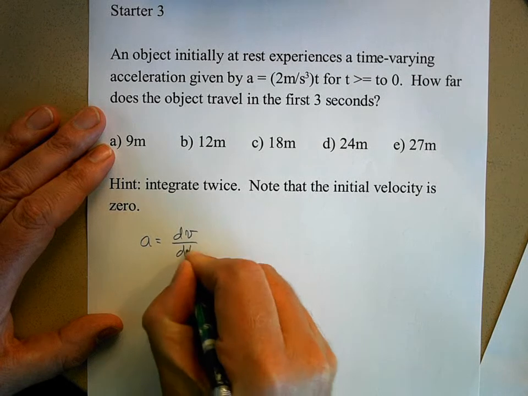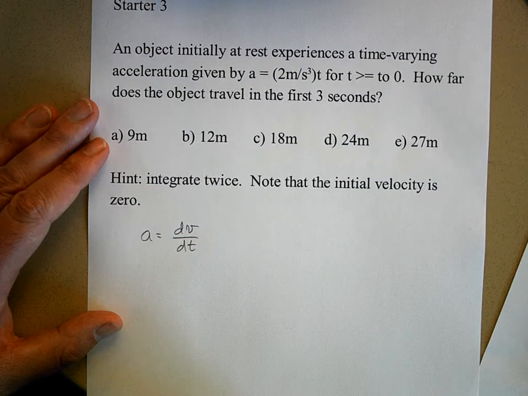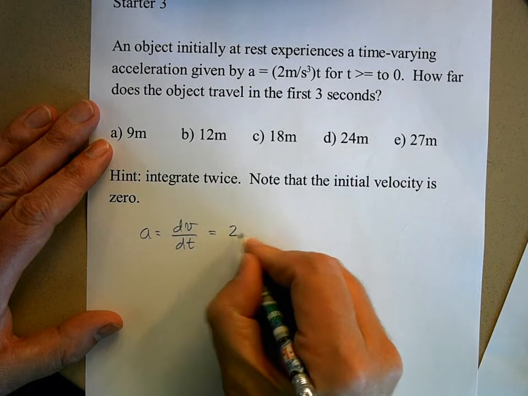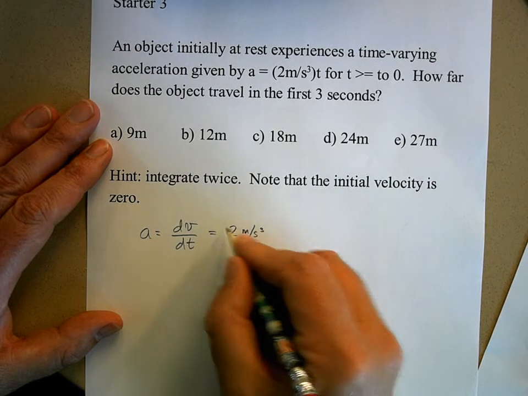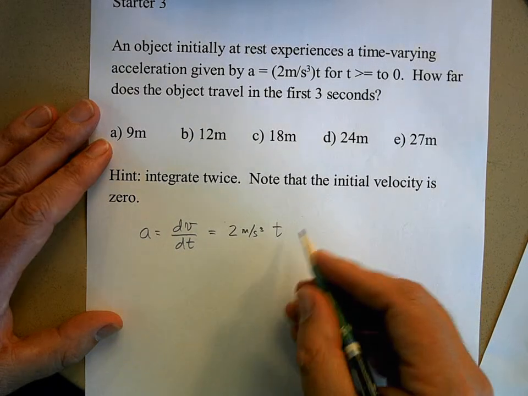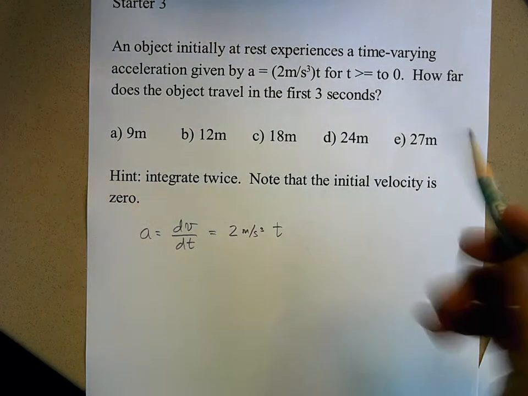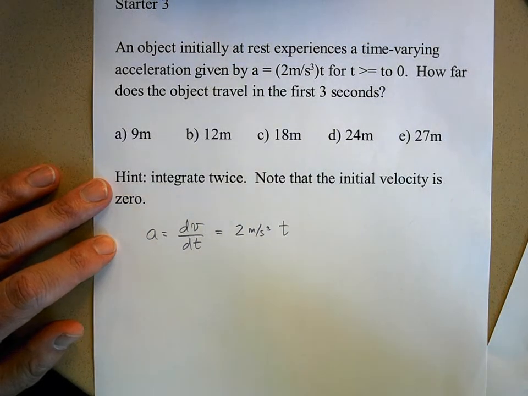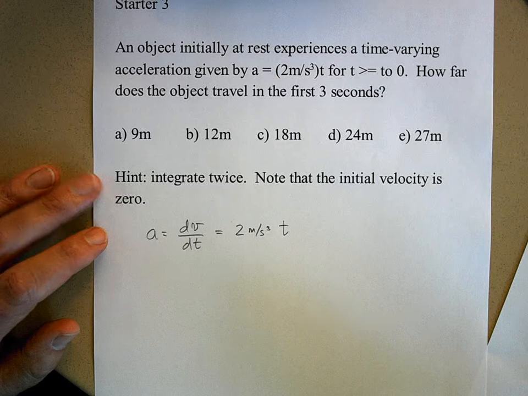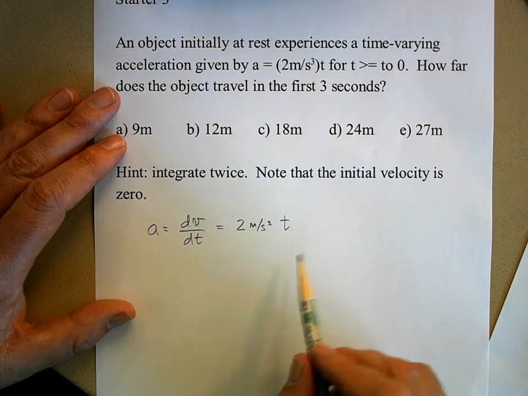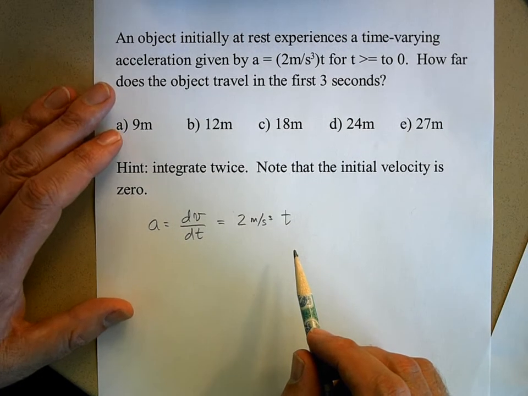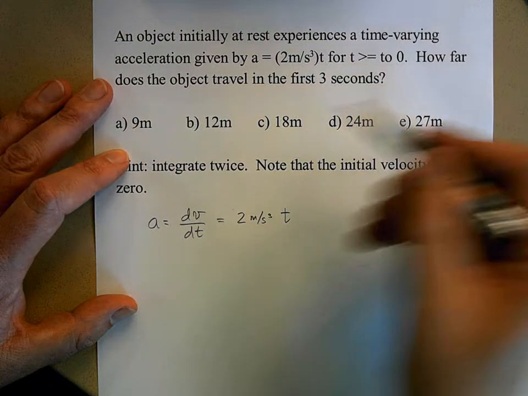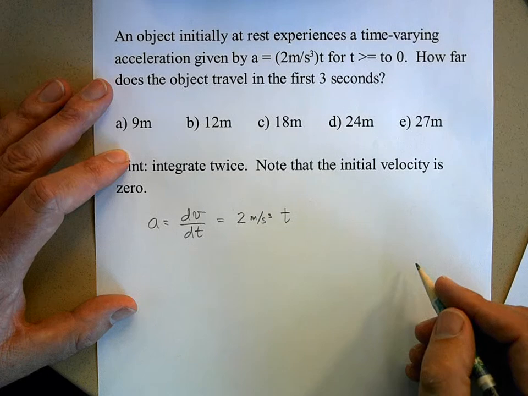But anyway, we're given a, the acceleration, is equal to... well, first I'm going to say this. Acceleration, by definition, is dv/dt, the derivative of velocity, and that's equal to 2 m/s³ times time. At t equals 0, the acceleration is 0, which makes you wonder how it gets started. Anyway, we need to figure out what delta x is. That's what we're trying to find.